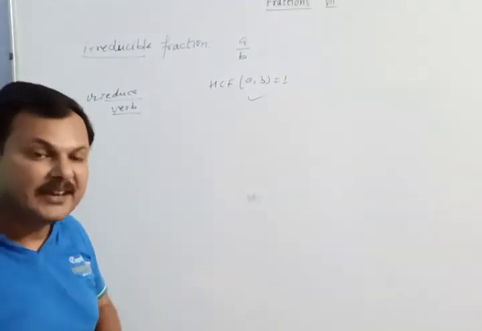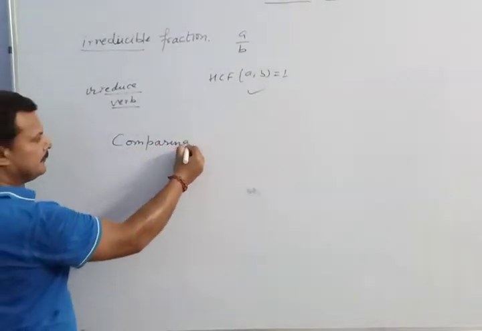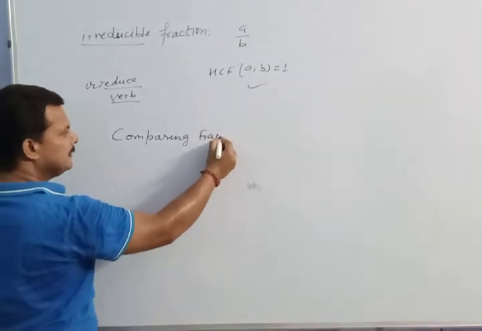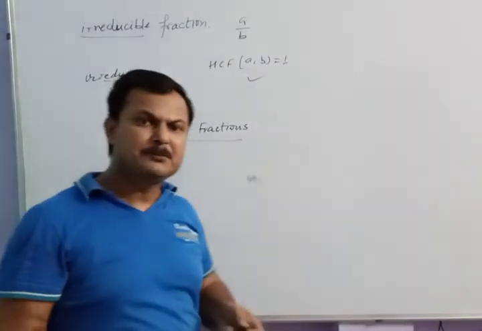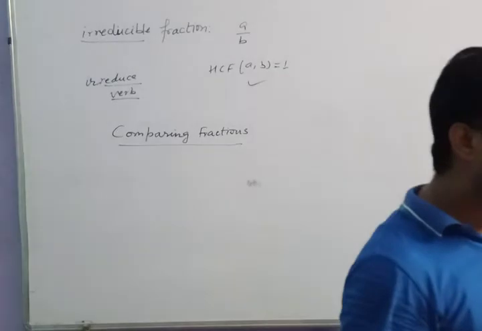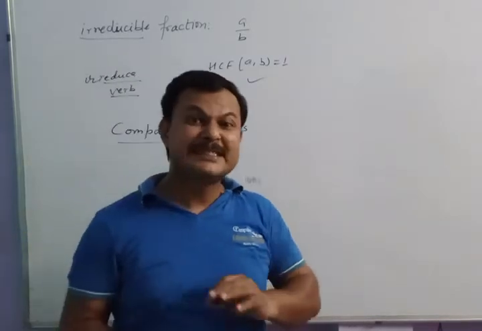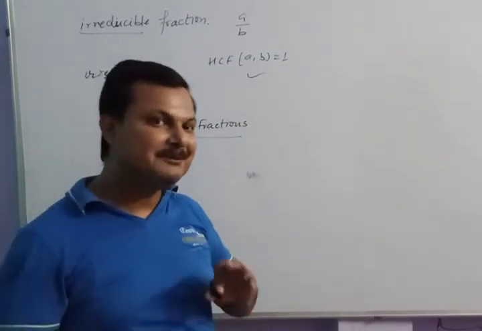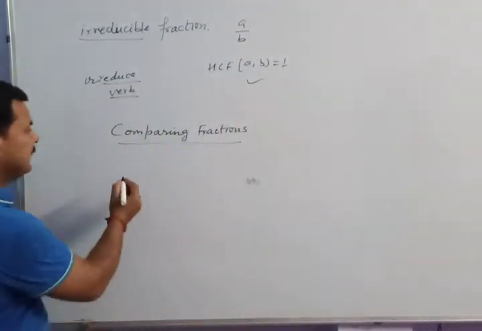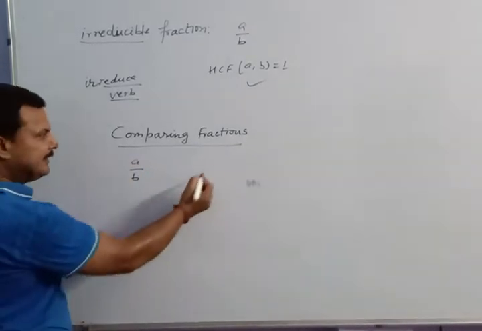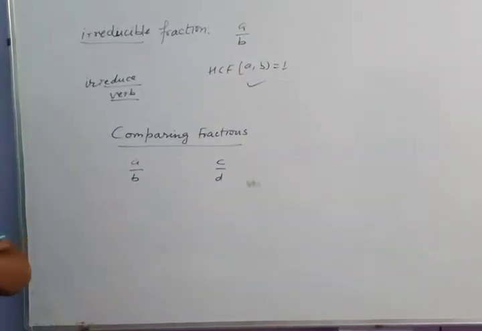Then after, comparing fractions. Whenever the word compare comes, it means you have to see which one is bigger, which one is smaller, which is equal. Comparison gives us a type of, you can say in social language, discrimination. Here there is no discrimination. We have to think about two fractions, which one is bigger and which one is smaller. For example, if you are given a upon b as the first fraction and c by d as the second, how do we check which fraction is bigger and which is smaller?